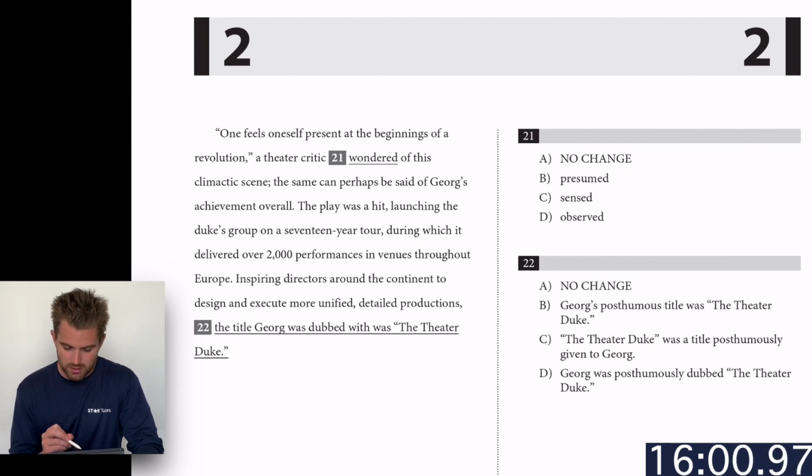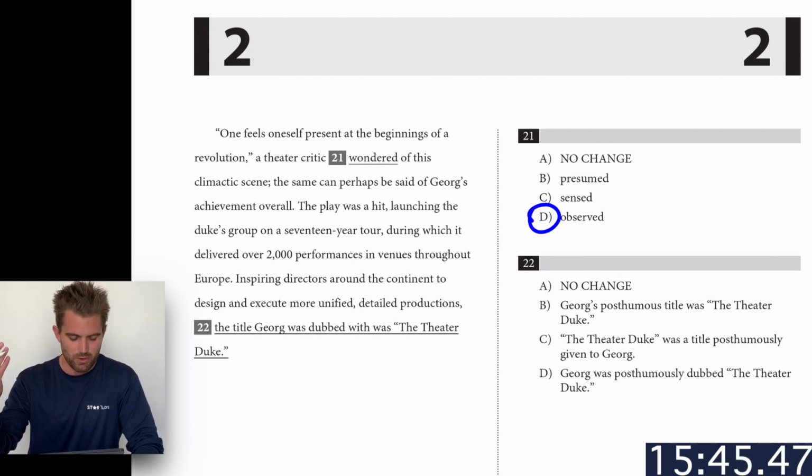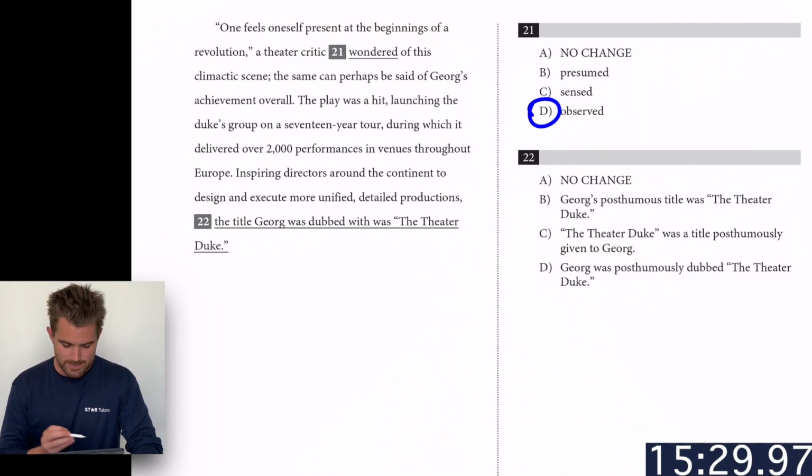One feels oneself present at the beginnings of a revolution. A theater critic wondered, presumed, sensed of this climactic scene. It's got to be observed, right? I think this is a vocab question. I think it's got to be observed because the theater critic does observe something. A theater critic wondered. You wouldn't know if he wondered it. Presumed, no. Sensed. I think it's got to be observed. That's what a critic does. They observe something. I think that's probably right. Just go with the one that seems the most logical within the context. This is all about context, similar to the reading section.